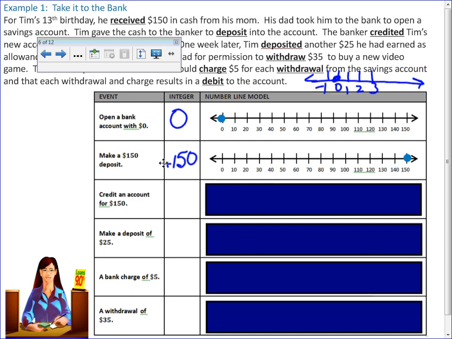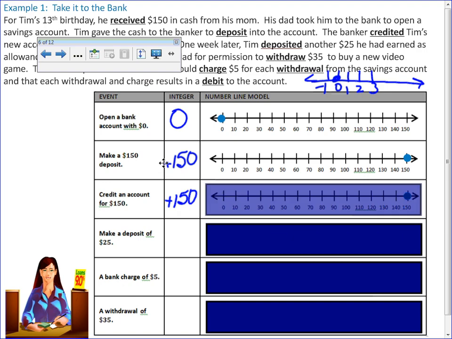So if they credited my account, did they add money to my account or did they take money away from me? Yeah, they gave me money. They added that money to my account. So when you see the word credit, that's a positive number. Okay, they're crediting your account.